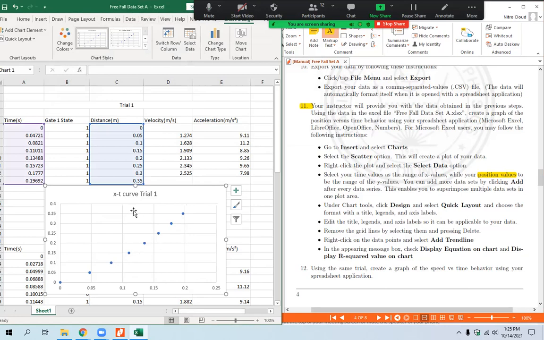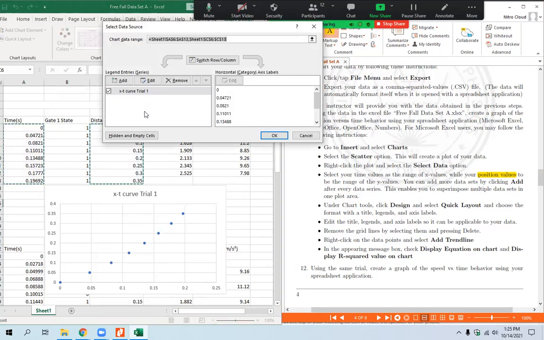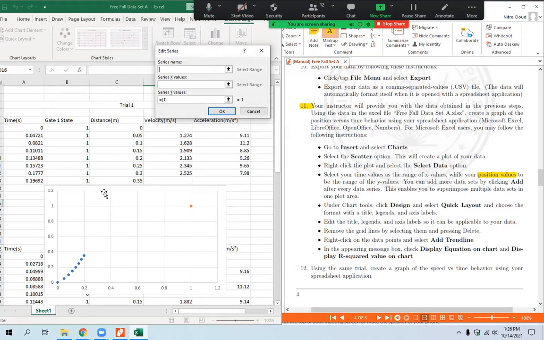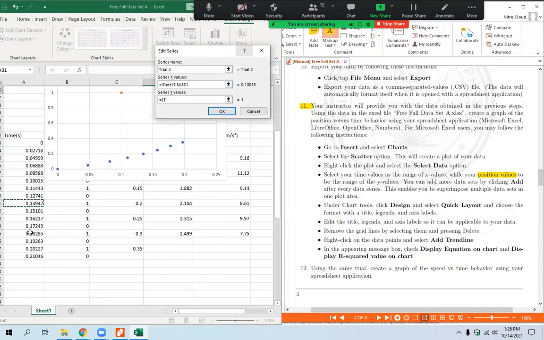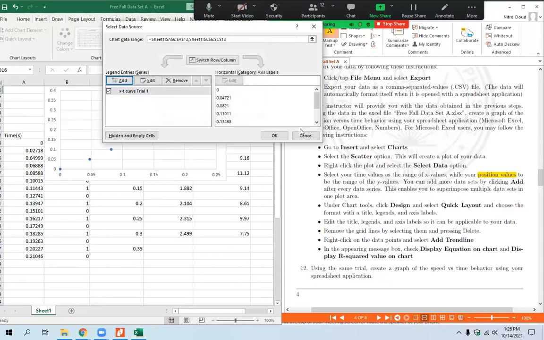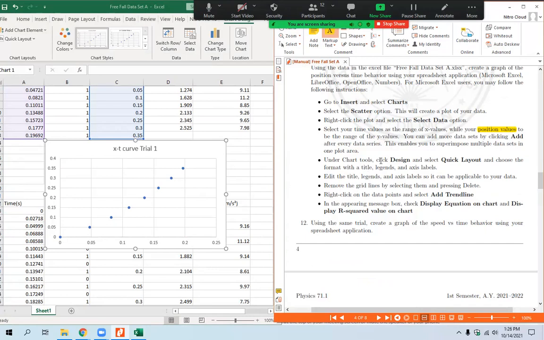Tapos yun na. If I want to add or superimpose another data set, what I can do is select data, tapos add ulit. So sabihin natin trial 2. Dito naman tayo sa kabila. So gagawin ko lang ulitin dito sa kabilang table dito sa data set ko. So okay. So next, under chart tools, click design and select quick layout.